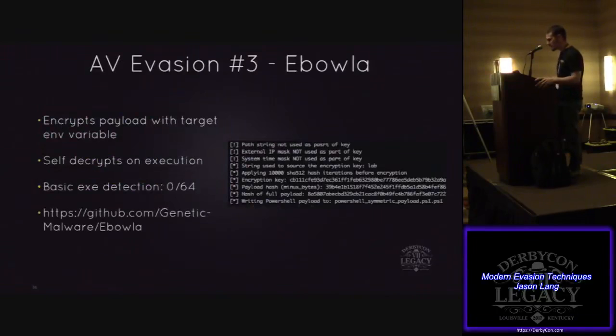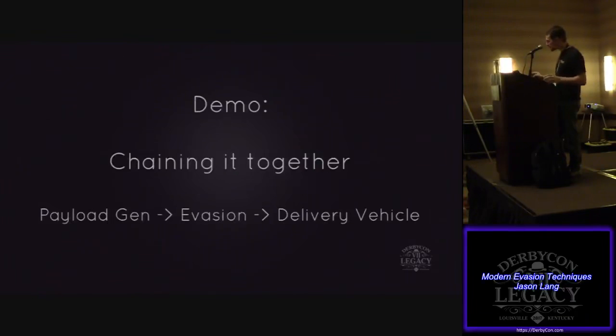And then the last AV evasion tool, version 3, is Ebowla, which I'm a huge fan of because of how it works. If you've never used Ebowla in an engagement, you really should. It encrypts the payload with a target environment variable, also called environmental keying, if I remember correctly, and then it self-decrypts upon execution. What's awesome about that is that I can pick the environment variable that I want to encrypt the payload with. For example, I can specify a user ID, a domain, or a machine name, and then it will use those strings to attempt its own brute force decryption once it actually lands on the target.